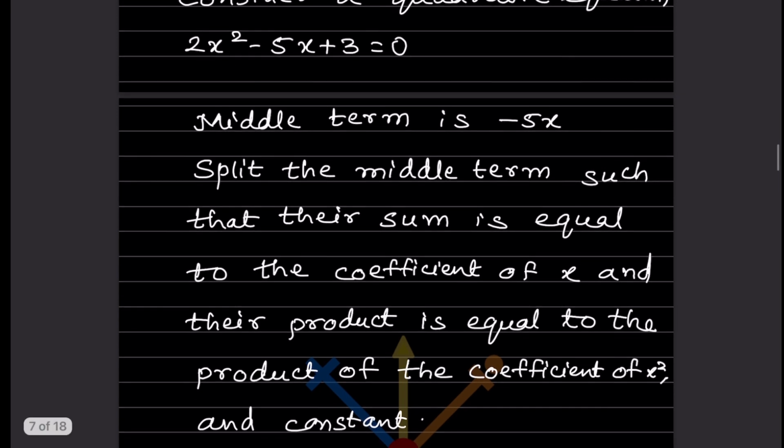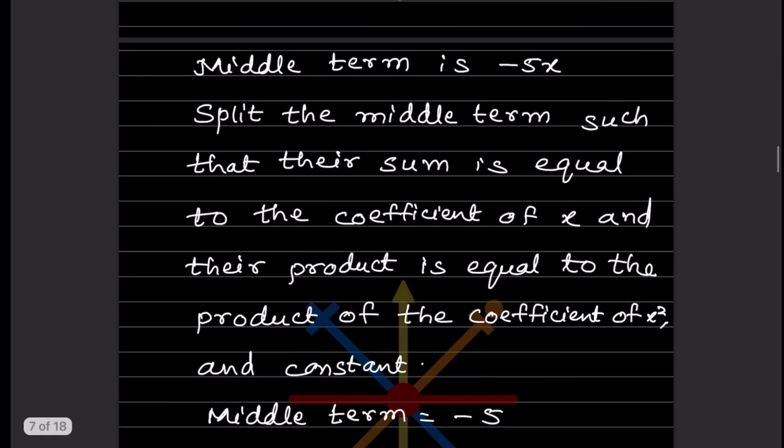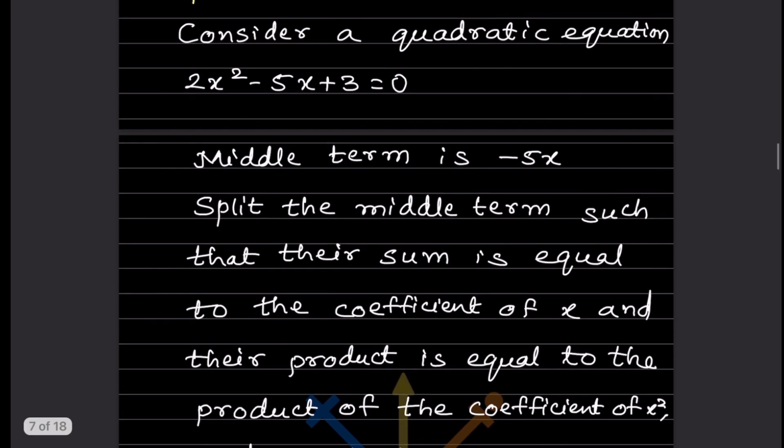Split the middle term such that the sum is equal to the coefficient of x, and the product is equal to the product of the coefficient of x squared and the constant. So what do we have here? The middle term is minus 5. We take the product of the coefficient of x squared, that is 2, and the constant term, 3. So 2 times 3 is going to be 6.